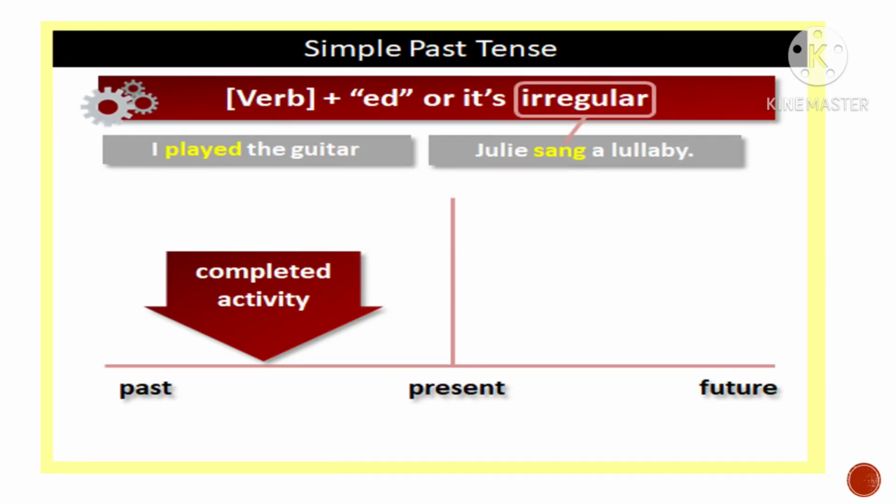An infographic explanation of the simple past tense. When we construct a simple past tense, we make use of the past form of the verb, whether it is a regular or an irregular verb, like I played the guitar, which is a regular verb, played, or an irregular verb, Julie sang a lullaby. So remember that the simple past tense is used to express a completed activity.